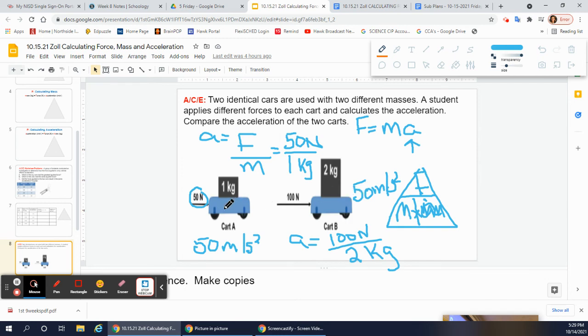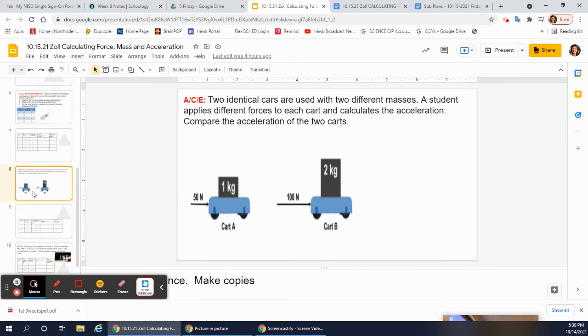Now, it makes sense because here you have less force being applied on a small mass. Over here you have a large force being applied, but it has a greater mass. So what we can say here is that larger mass objects do need a greater force. Less mass objects need less force. So going back to your question, I'm going to clear my screen. We can answer that. Compare the acceleration of the two carts. So write that to me.